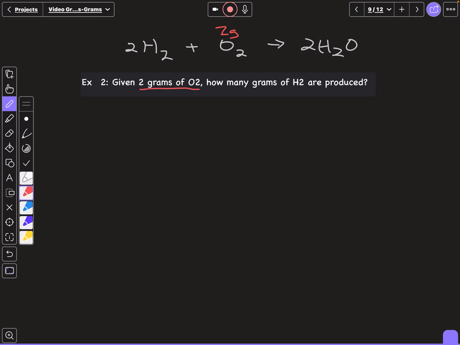Well, H2 should say reacted with it, because H2 is not a product, but it's wanting to know how many grams of this is produced. So it's a grams to grams problem. It's going to be 3 steps. My first step is I take what I'm given, 2 grams of O2, and convert that to moles. I need that in moles. So O2's molar mass, again, one oxygen is 16.00, but O2 would be 32.00.